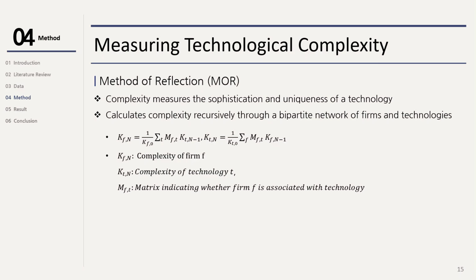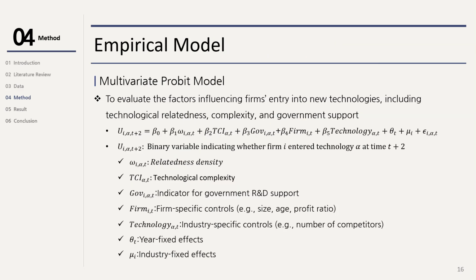Case of T, N is complexity of firm T. M's of F, T is a binary matrix indicating whether firm F is associated with technology T. Technologies with higher complexity values are more specialized and harder to adopt.